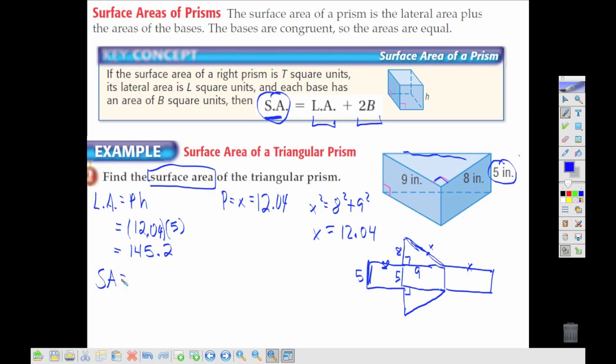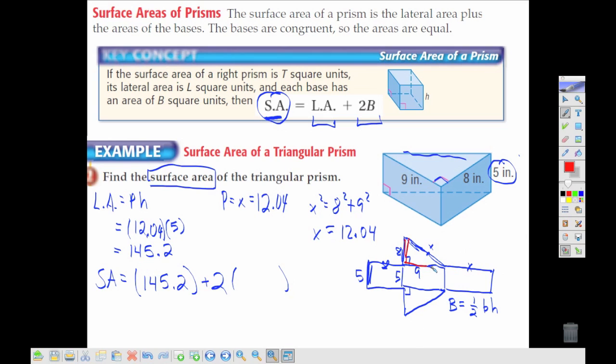So for my surface area, I have my lateral area, 145.2, but I need to add 2 bases. So remember, my bases were these triangles here, so I should also do this off to the side somewhere. We need to think about what shape we have. So each one of these is going to be different, so that's why we just use a capital B here. But in this case, I can see I have a triangle. Area of a triangle is 1/2 base times height. Notice that this h is not the same h that we use for this. We're talking about the 8 and the 9 only.